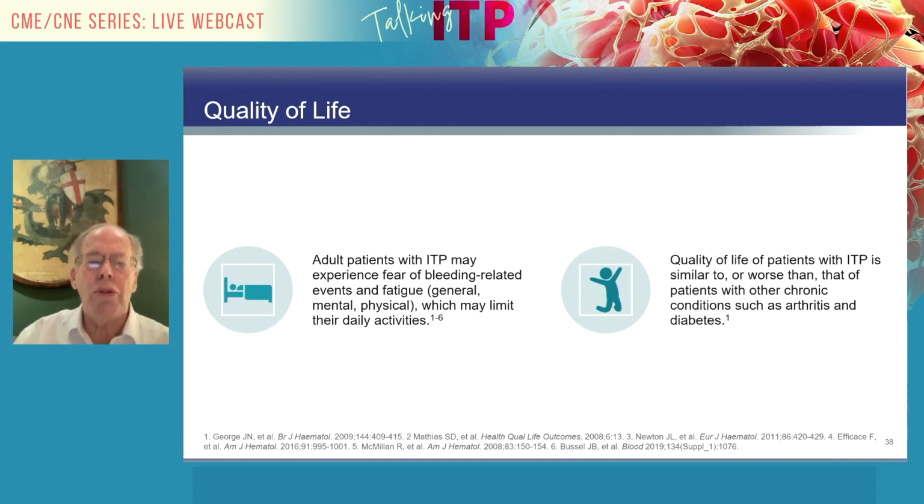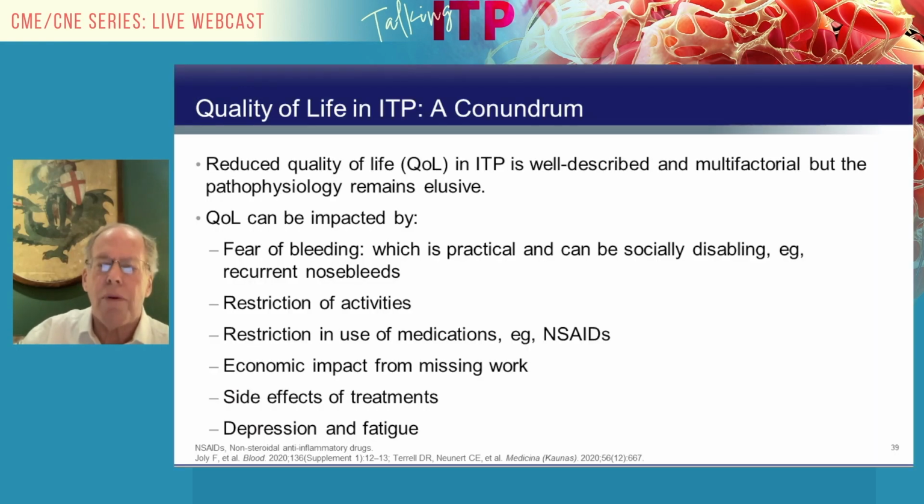And I believe you all know that in addition to bleeding, and I think Cindy alluded to this, fatigue and other things like that, including depression, that limit daily activity can be very important. And sometimes patients are told, oh, this has nothing to do with your ITP. That actually seems to be wrong. And quality of life is often as severe or as impaired as it is with things like arthritis and diabetes.